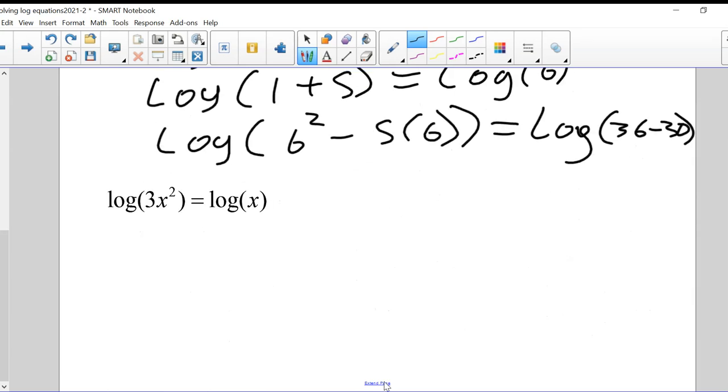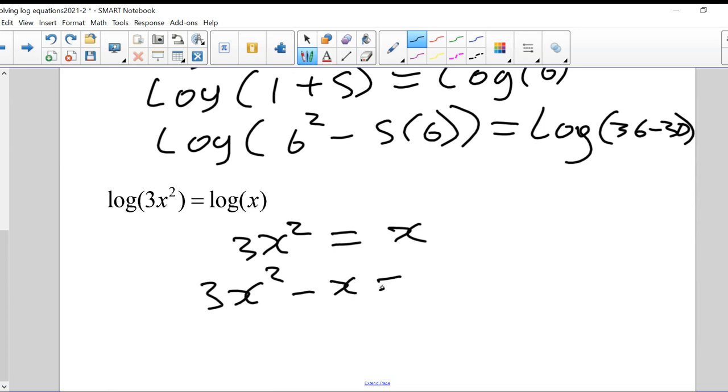Do we really need to do this one? All right, we'll just take a few minutes and get this one done. This is very similar to the one we had before. So 3x squared is equal to x. Take away the logs. 3x squared minus x equals 0. Factor out the x, and you would end up with x times 3x minus 1 equals 0.